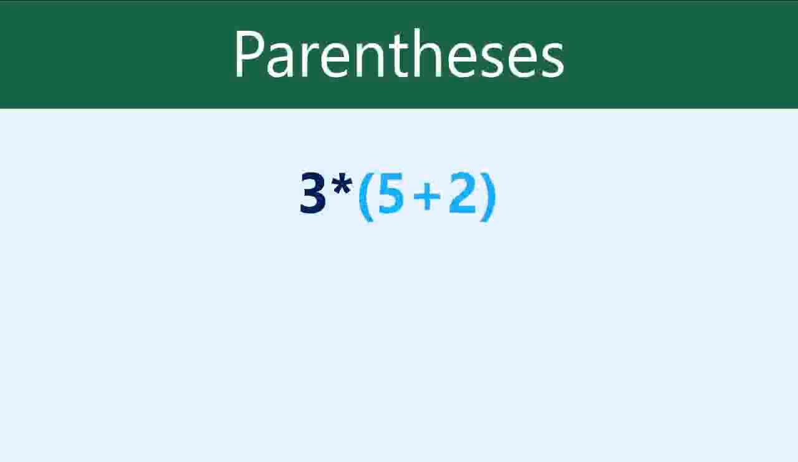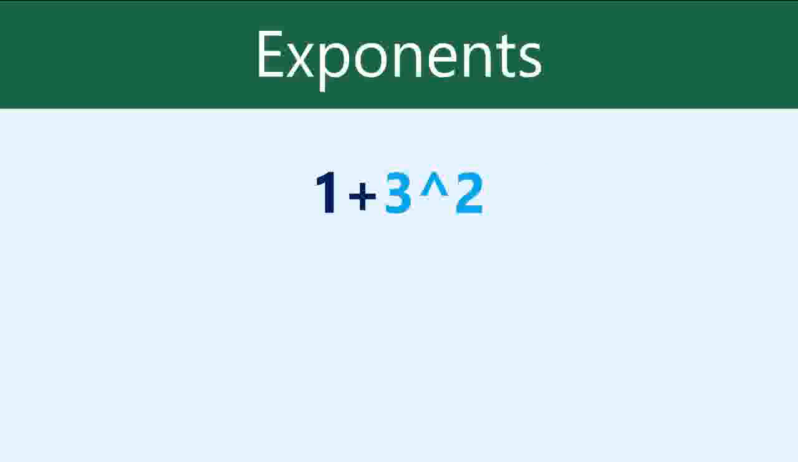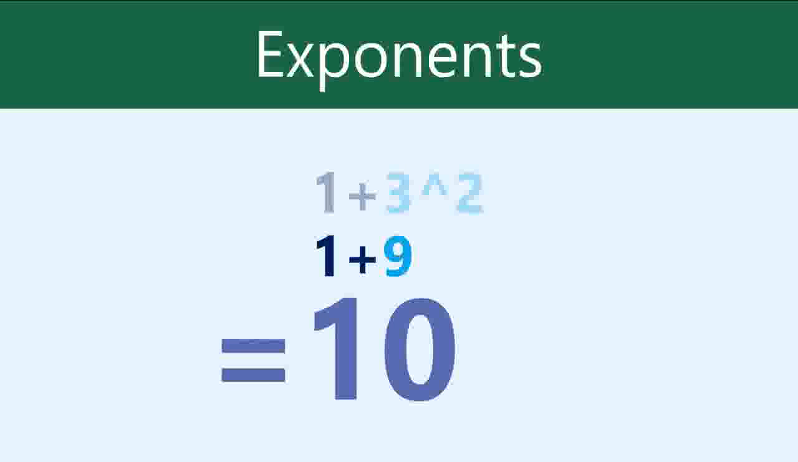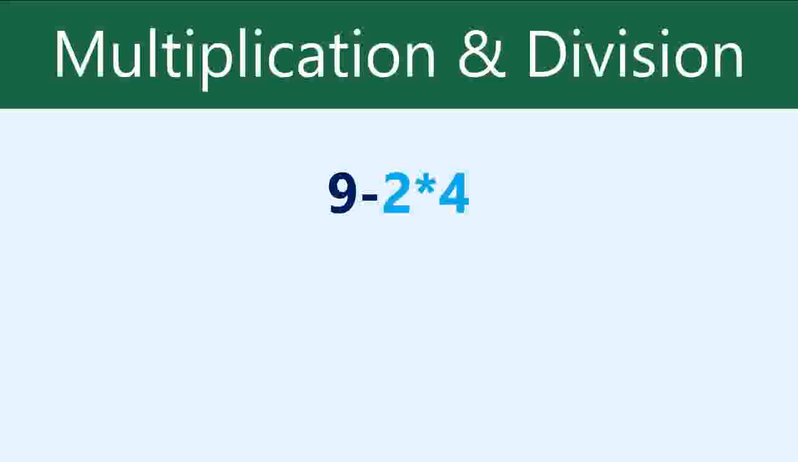In this formula, 5 plus 2 is in parentheses. So we'll calculate that first to get 7, and then we can just multiply 3 times 7 to get 21. This formula contains an exponent, 3 to the power of 2. We'll need to calculate that first, and then we can do the addition. If you have multiplication or division, that'll come next. Here we multiply 2 times 4 to get 8. And 9 minus 8 equals 1.